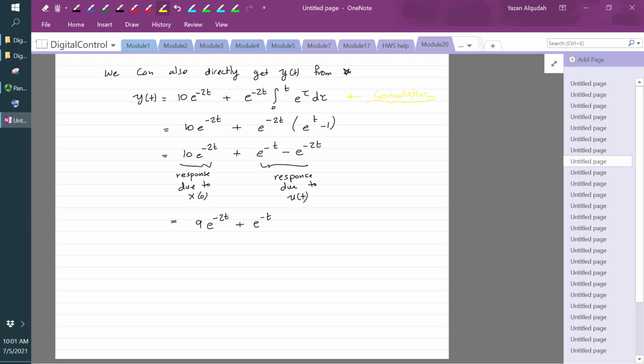This is the response due to the initial conditions. This is the response that is due to u of t. When we add them together, we get 9 e to negative 2t plus e to negative t. Now this time constant here, e to negative 2t, is coming from the plant itself. This is coming from the input signal.